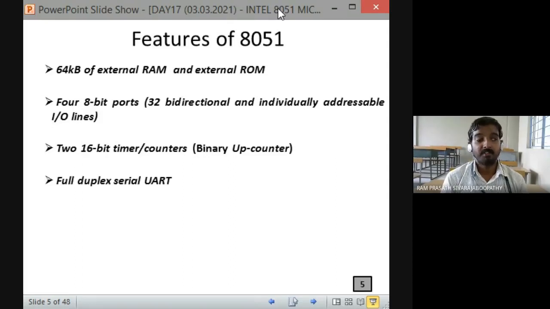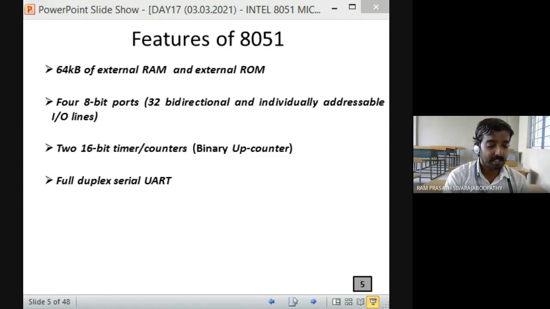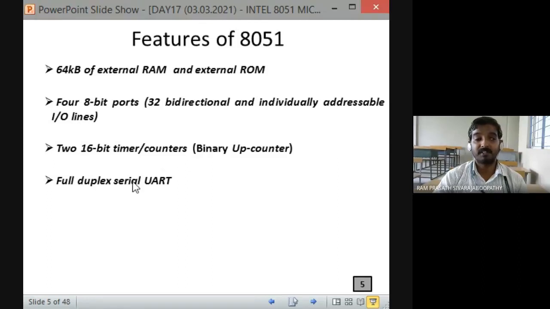Fine. Then we are having a full duplex serial UART. Okay. So it is meant for serial communication, which follows the UART protocol. Kindly note down the word UART. UART stands for what? Any idea? Have you heard about this word? UART. Universal Asynchronous Receiver Transmitter. Fine. So about this and all we will study later.